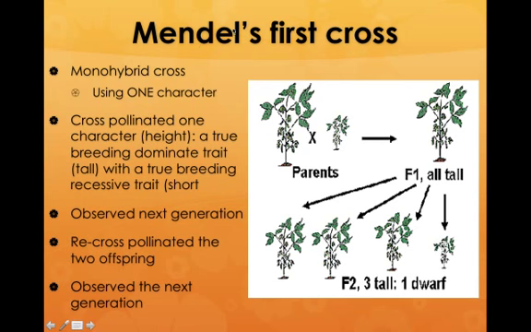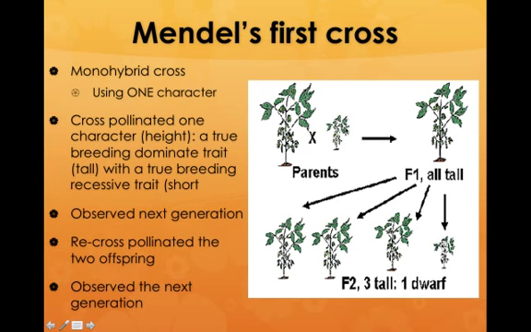And he found that in the next generation, he found all tall plants. All right. So he took two true breeding plants for tall and short, and he mixed their alleles together using cross fertilization, and he found that the F1 generation was all tall. Now this showed him something. This showed him that the trait for tall was dominant over the trait for short.